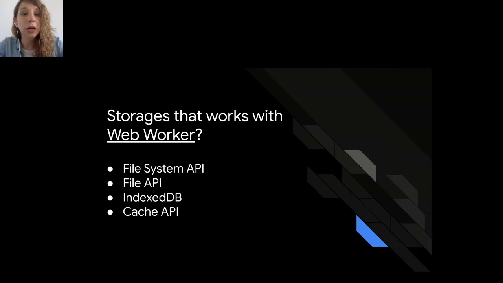So let's switch our focus to alternatives that work with web worker. And the first one is File System API. File System API also is asynchronous. It's based on callbacks. But to be honest, it doesn't have much power outside of Chrome, and is sandboxed, which means that you can't get native file access.